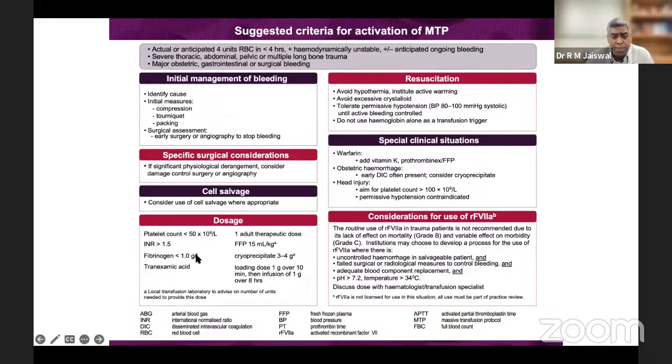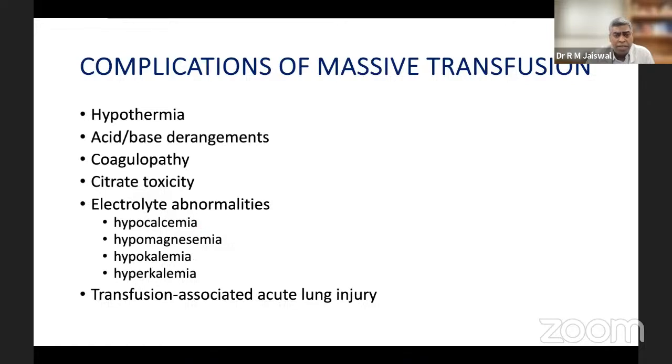And the doses we should always keep in mind. We should always keep the platelet count in mind if we are using RDP. If the platelet count falls below 50,000, if INR is more than 1.5, and if fibrinogen is less than 1 gram per liter, it is better to use tranexamic acid to correct all these things. The complications of massive transfusion are hypothermia, acid-base disturbance, coagulopathy, and citrate toxicity.